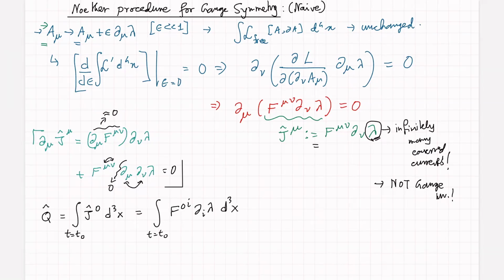Now I'm going to write this thing as follows. I want to take this derivative and pull it out over both of them. But if I do that, I get a term which is ∂_i acting on F^{0i} times lambda, plus F^{0i} ∂_i acting on lambda. The second term is there. The first term is not, so I should subtract that off. So this becomes ∂_i (F^{0i} lambda) minus ∂_i F^{0i} lambda. These are all at the initial time.